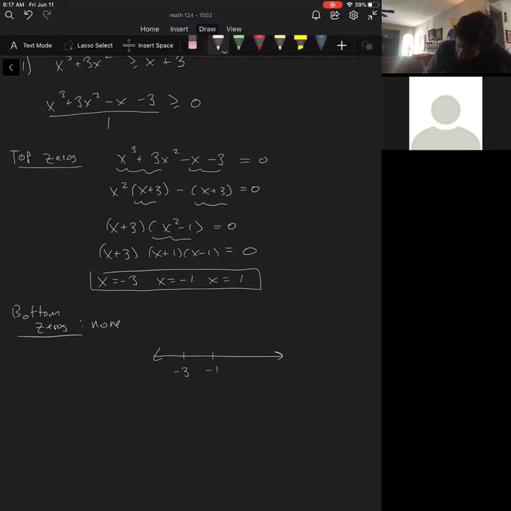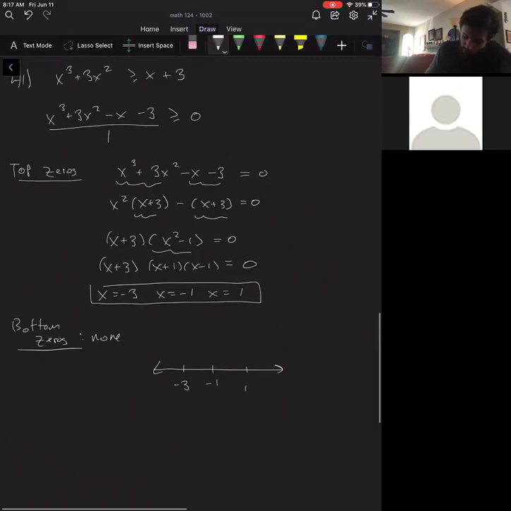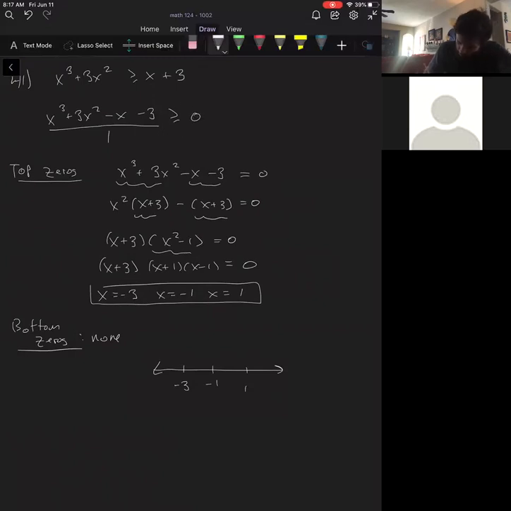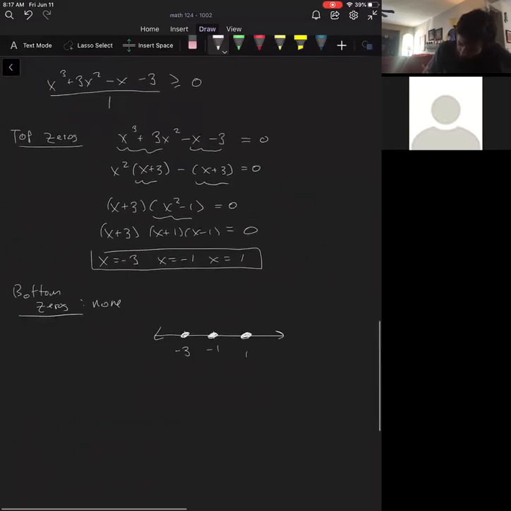-3, -1, 1. Do that same. Oh, so now are these open or closed circles? Well, these are top zeros, so they could be either or, but our sign has that or equal to part. So these are going to be closed circles. Okay, and now what we've got to do is pick the points here, here, here, and here. So like -10, -2 there, we can do 0 here, and then 3 over here.